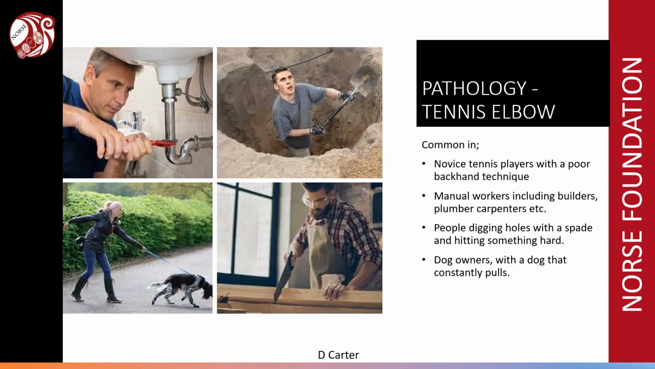So tennis elbow is common in, as you can see from the pictures, plumbers, carpenters, people who are digging holes, and of course people who have dogs that pull. Obviously, it is also common in novice tennis players, normally with a poor backhand technique. If you think about people who are digging holes, the most common cause is when they suddenly hit something hard when striking the ground with the spade, and it jars up through their forearm into around the radial head area and causes the problem.